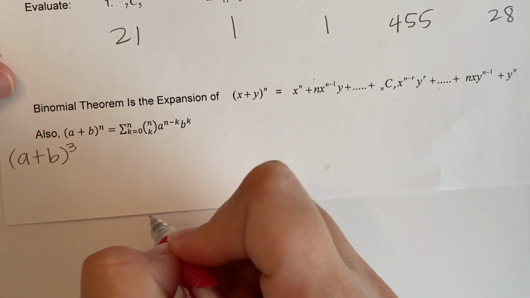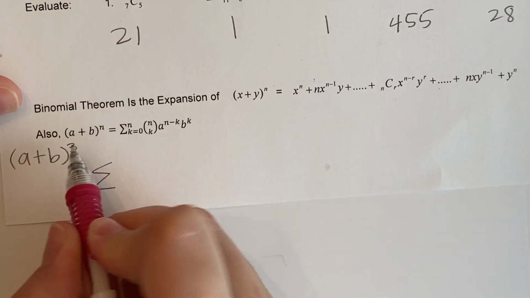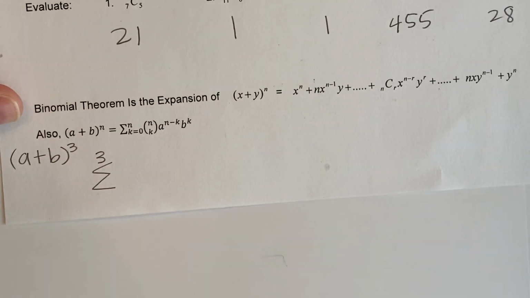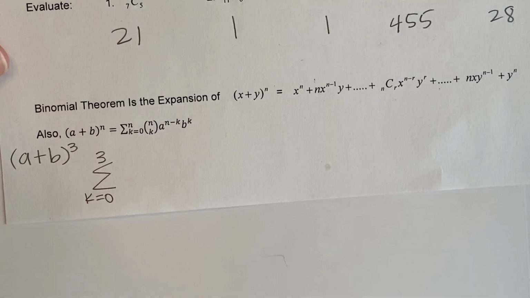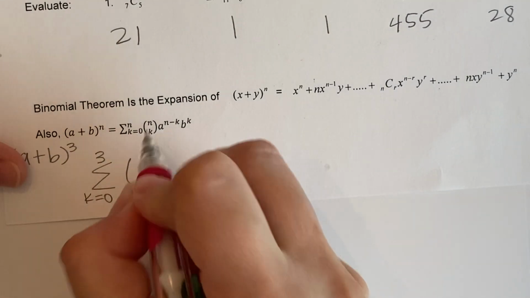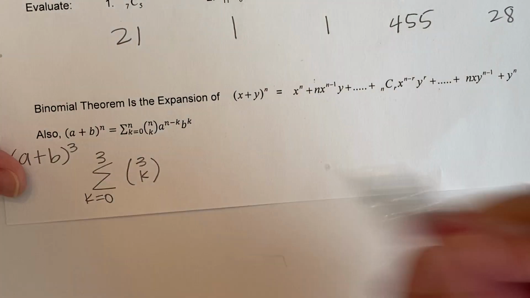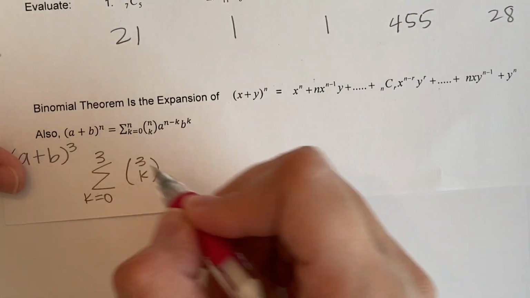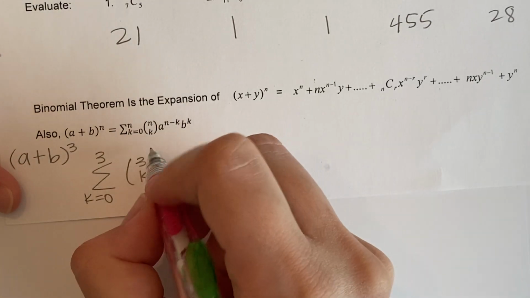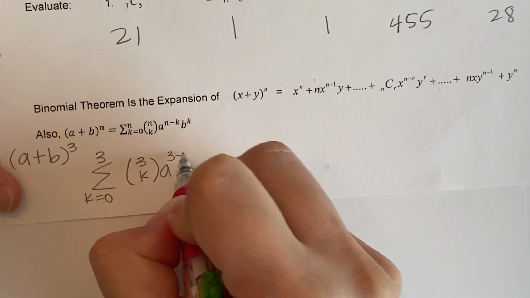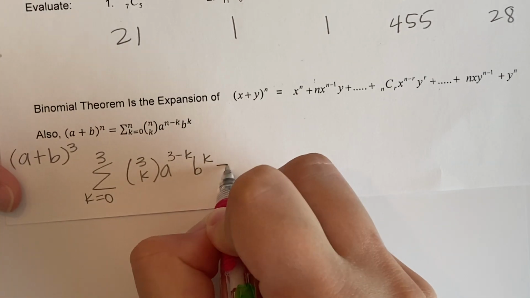So what this summation would look like, our n value is 3. That's the highest number we want to go. And then we'll do k equals 0 at the bottom. Okay, so our n is 3. K is our variable. That's what we're going to be plugging in, 0, 1, 2, all the way to 3. So then our first variable is a, and then 3 minus k, and then b to the k.